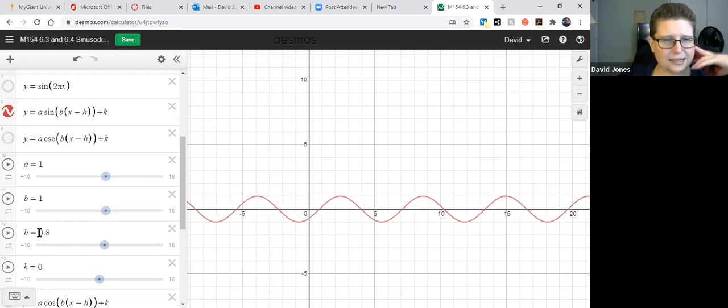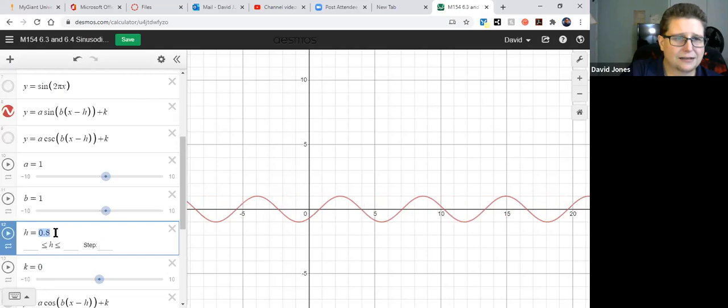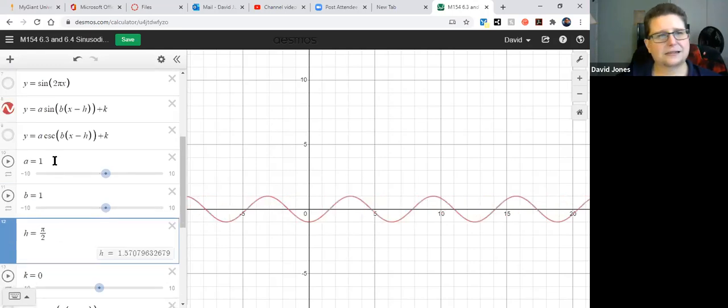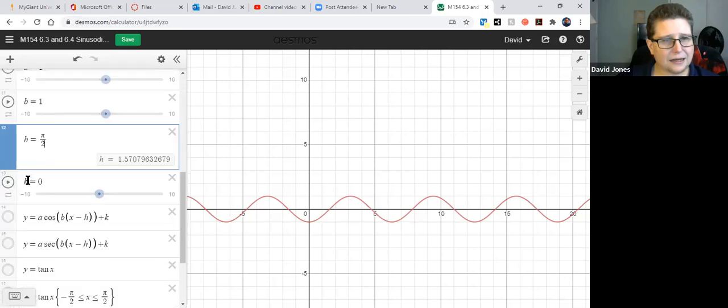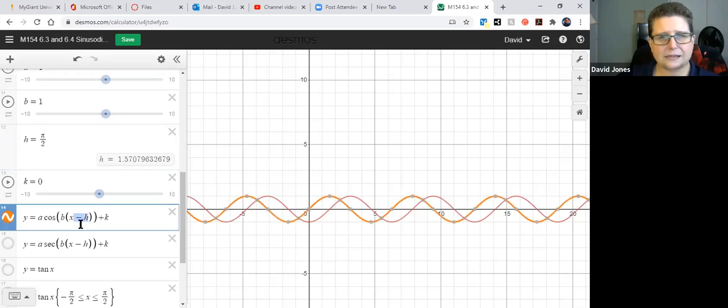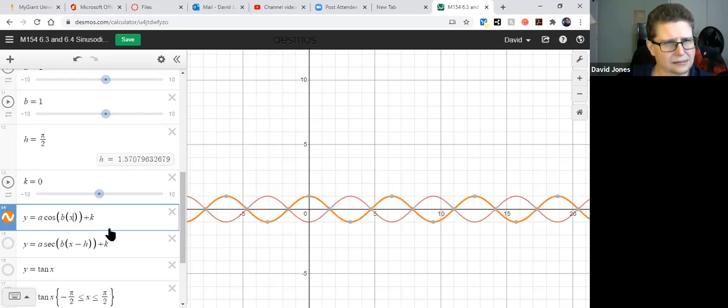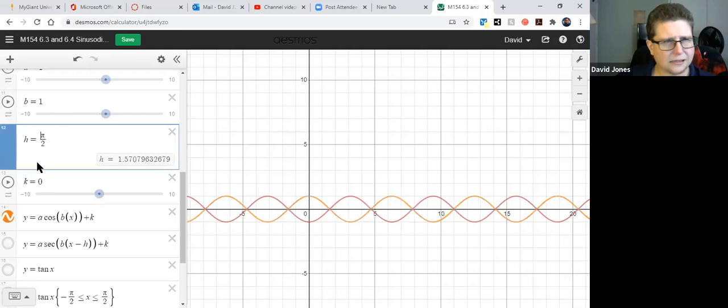And if I just say this is pi over 2, and I plot cosine x, oops, sine's the opposite sign. Got to put a negative in. They're overlapping.